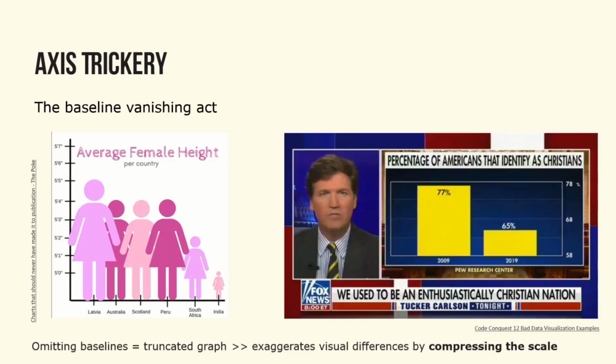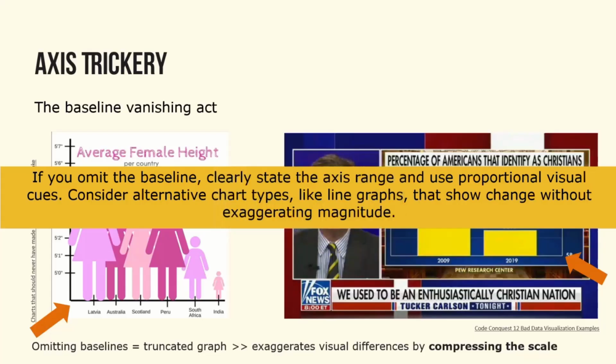So of course, the average female height will laugh, but the chart from Fox News perhaps could cause quite a shock and mislead the audience. You can see here, actually, it was only a 12% difference between 2009 and 2019, because the axis is starting at 58. Visually, the impression you have is that there was a considerably bigger drop than actually there was. So if we omit the baseline, we need to clearly state the axis range and use proportional visual cues.